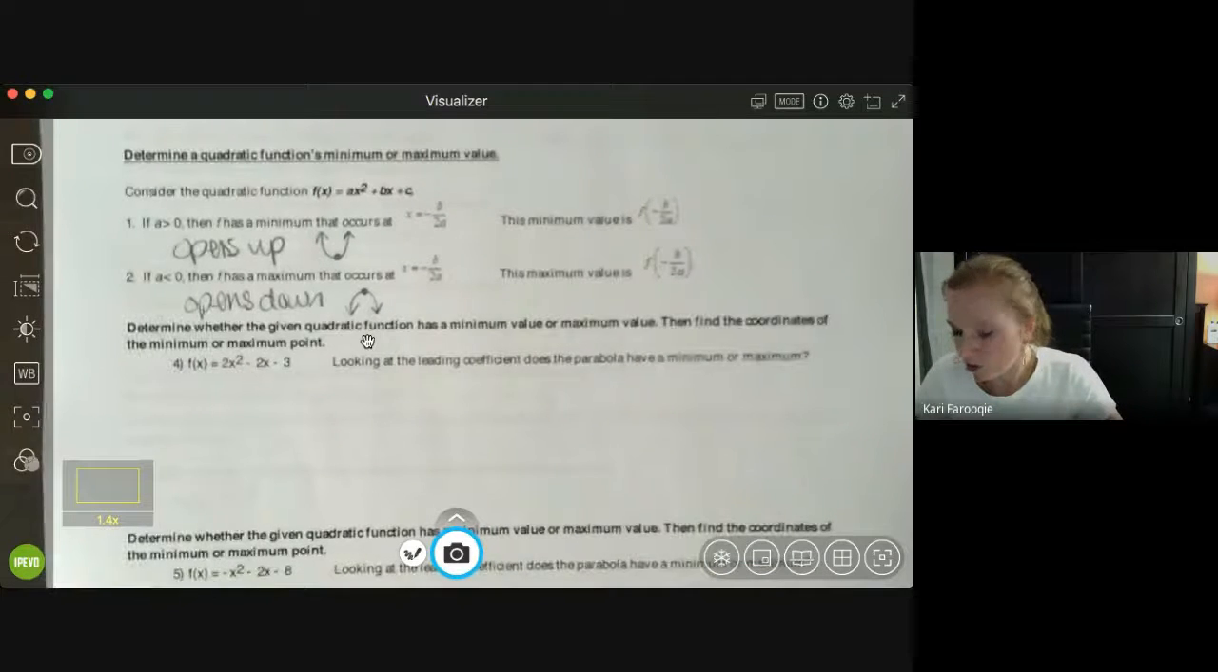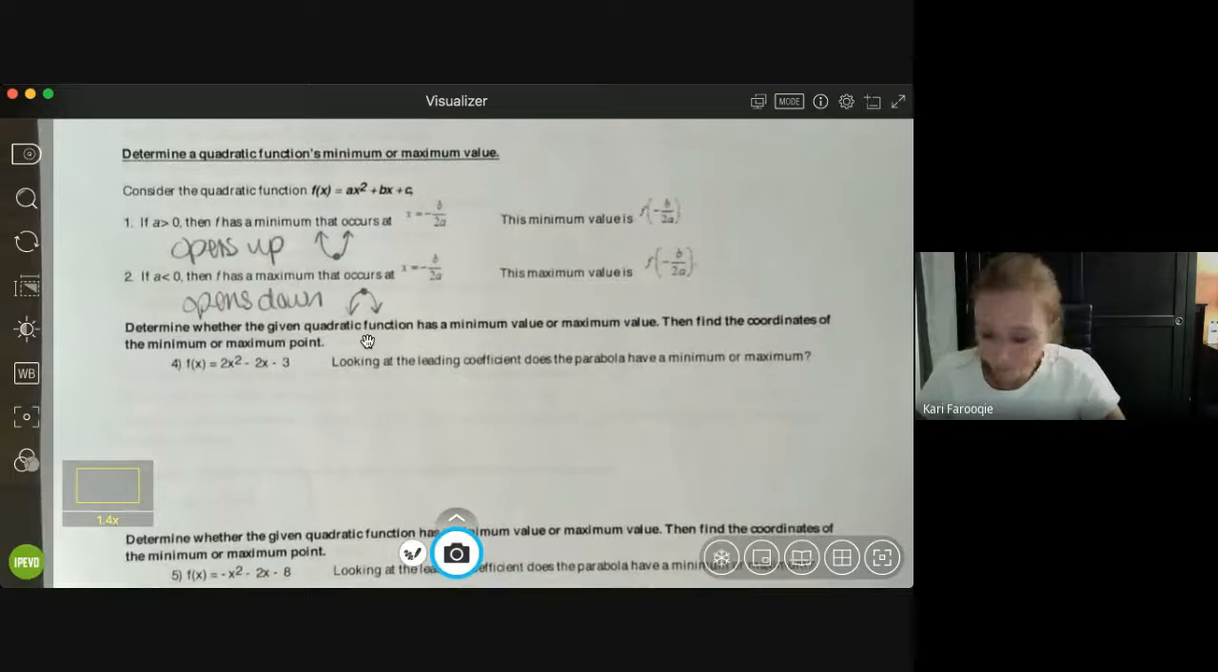So this is really just sort of a subset of what we've already done, but we're going to determine whether the given quadratic function has a minimum or maximum value. Then we'll find the coordinates of the minimum or maximum point.